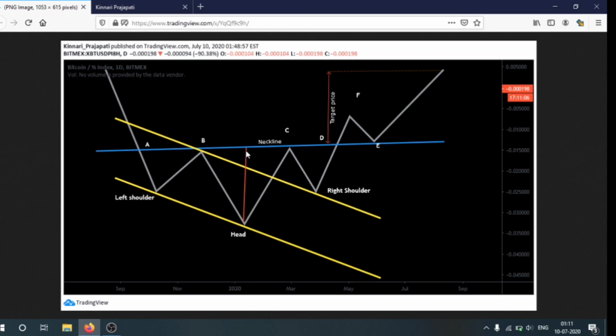You can see on the screen I have already made the head and shoulder bottom chart. Here I have drawn the parallel channel with a yellow line. You can see on the screen.